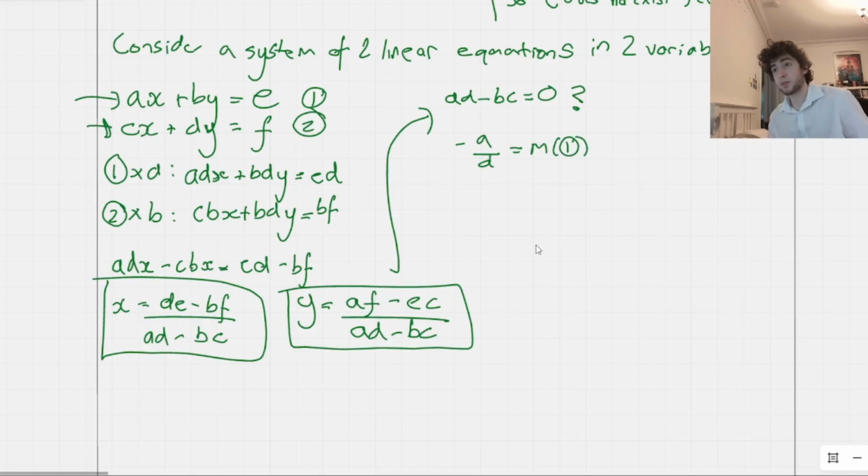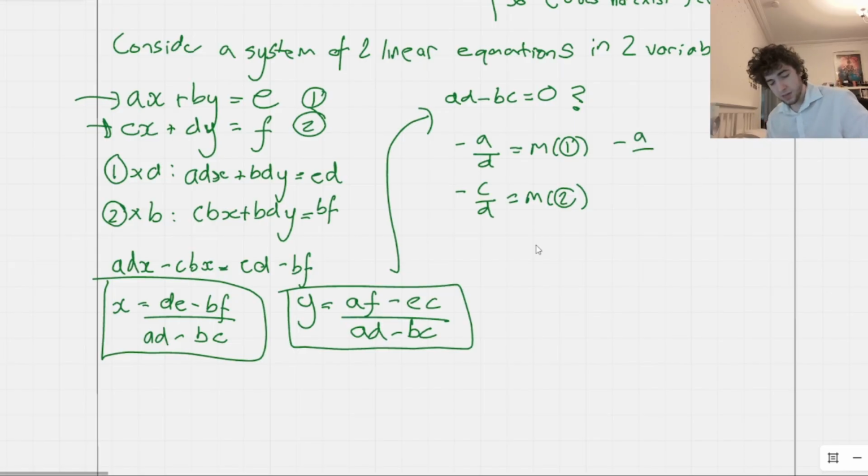and the other one, if you just compute it, is minus c over d, the gradient of number 2. For these lines to be parallel, as you've hopefully learned in secondary school, they need to have the same gradient. No matter what I do to them, they need to have the same gradient. They could be on top of each other, which is also parallel, but they don't necessarily need to be. They just need to have the same gradient.